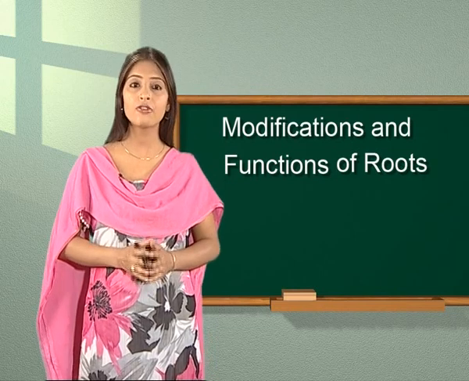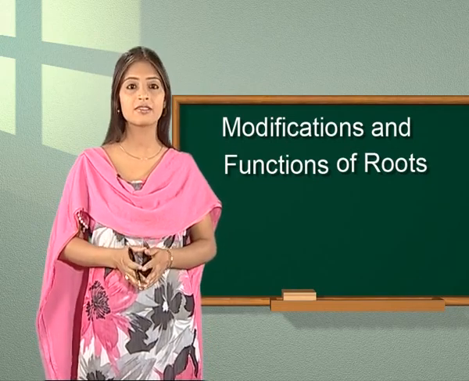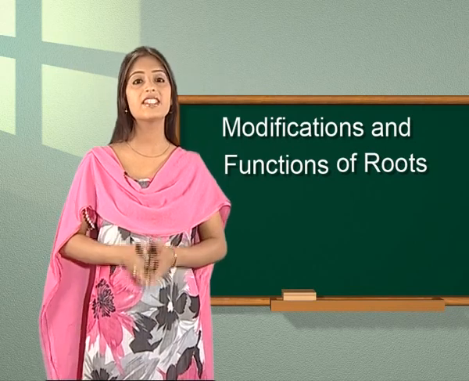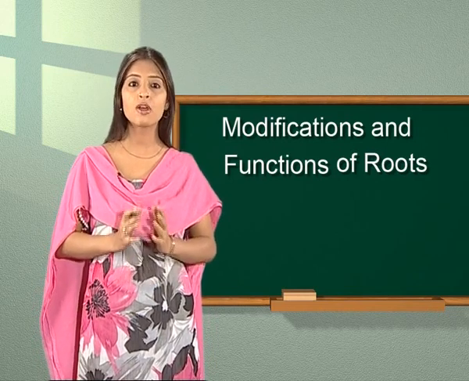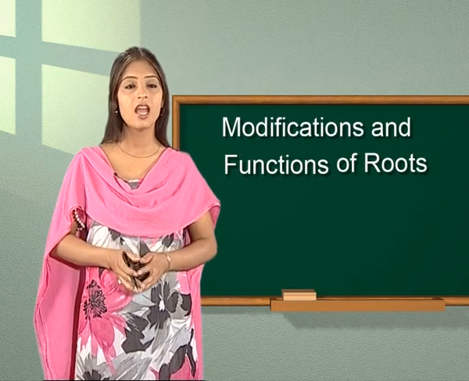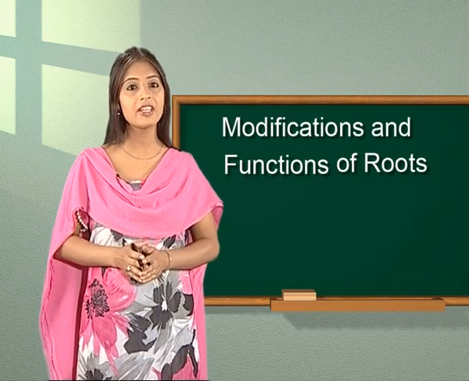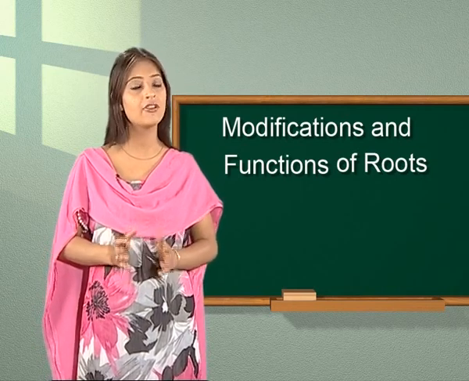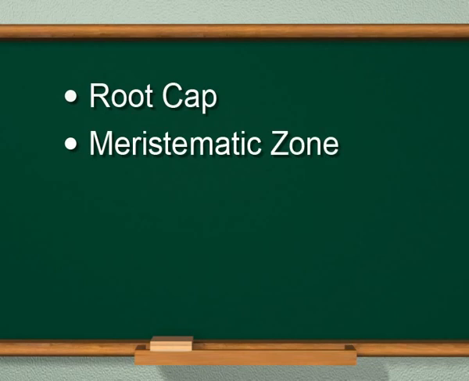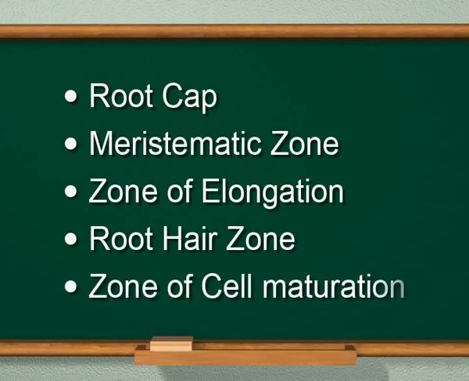We have discussed a lot of things till now about the roots. Now let us just summarize what we have learned so far. Root is typically a non-green cylindrical part which develops from the radicle and grows vertically down into the soil. Roots basically give rise to lateral branches which ultimately help in anchorage of plants to the soil. These roots consist of different parts or regions. These regions are root cap, meristematic zone, zone of elongation, root hair zone, and zone of cell maturation.